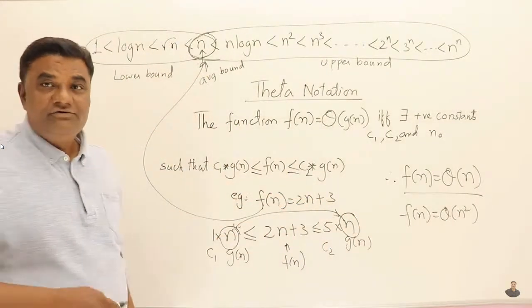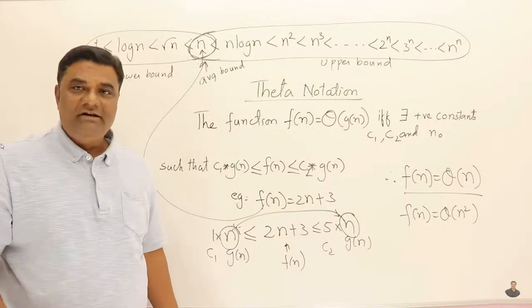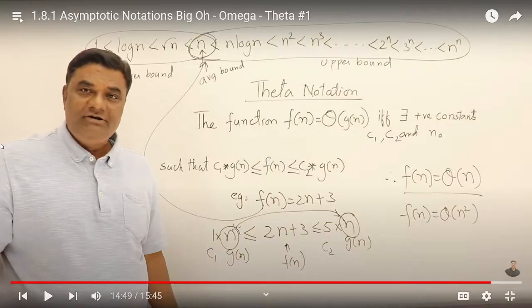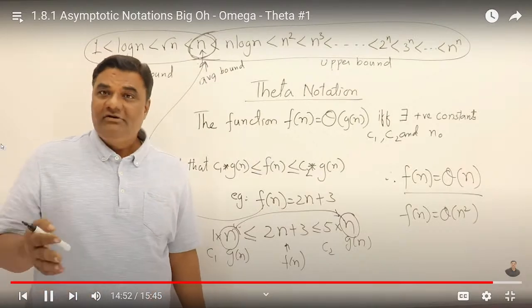Theta notation is average notation. So here I can use only n. I cannot use any other value, and this is mostly recommended whenever you have any function and you are able to represent it with theta notation, that's better. But if it's not possible, then you can go for big O or omega.